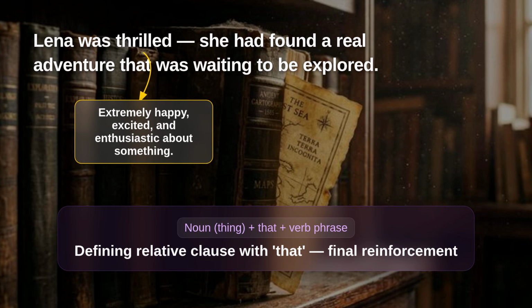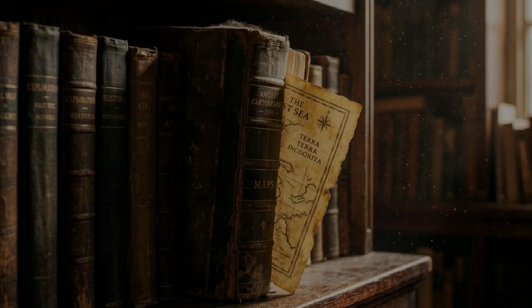And here is a beautiful connection to the beginning of our story. Remember how Lena stumbled upon the bookshop in sentence 1? That accidental discovery has led her to a real adventure. From a dusty little shop to a thrilling expedition. What a journey. All right, now let's listen to the entire story one more time from beginning to end. Just listen and follow along.